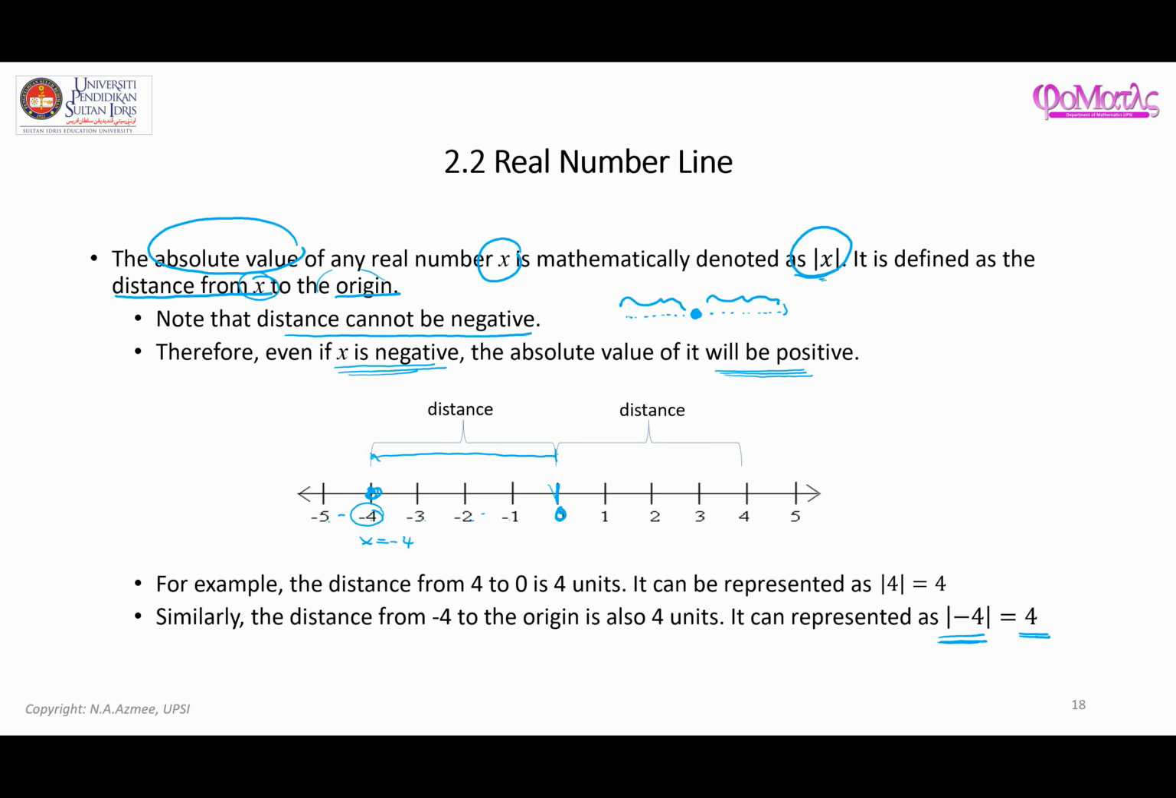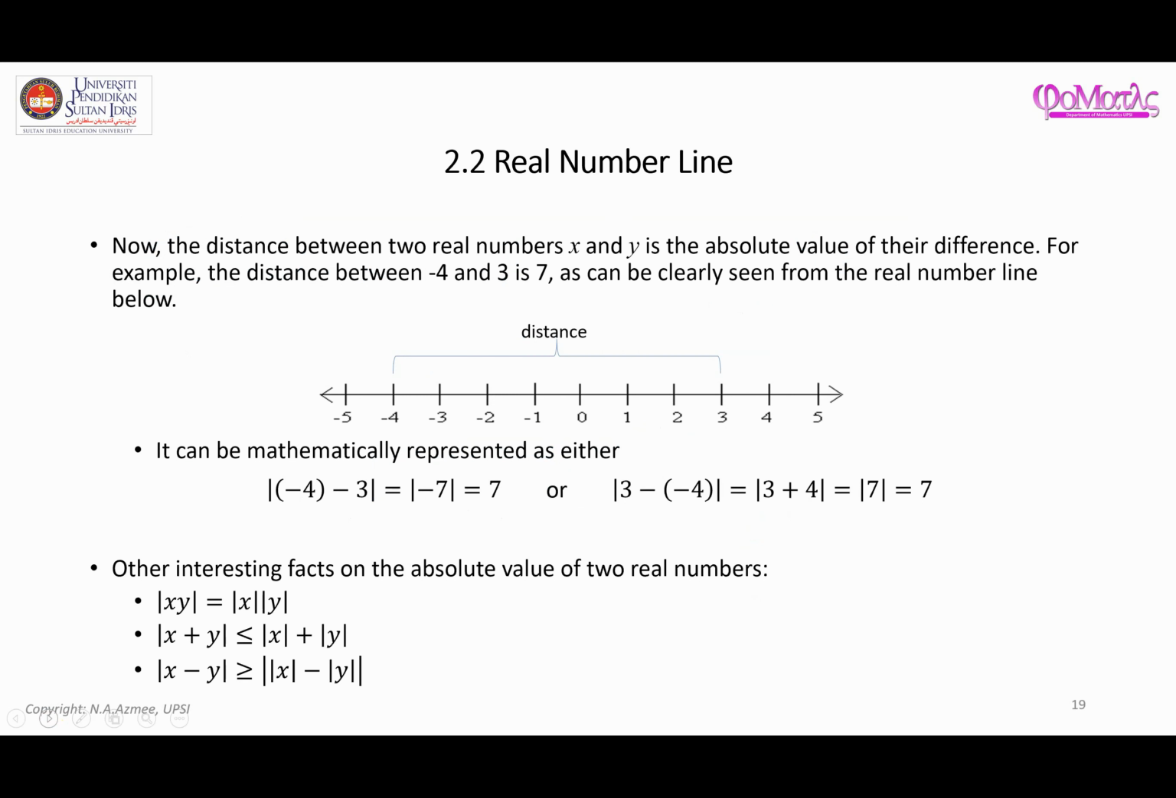Similarly, if x equals 4, this is the point x equals 4, and you are measuring the distance from this point to 0. The distance is the same, which is 4. Right, let's move on.